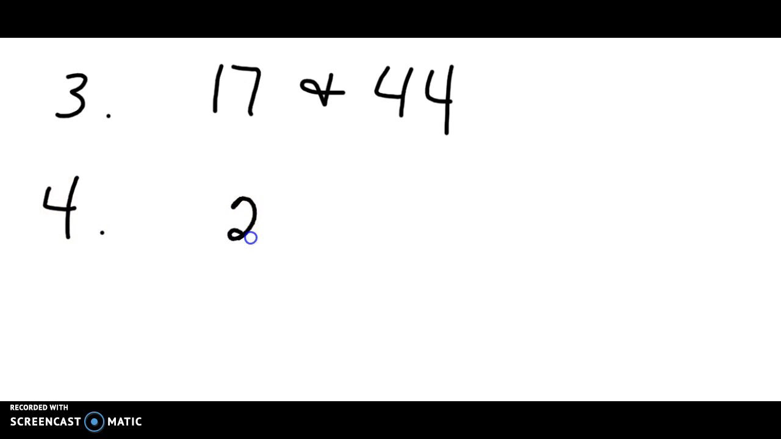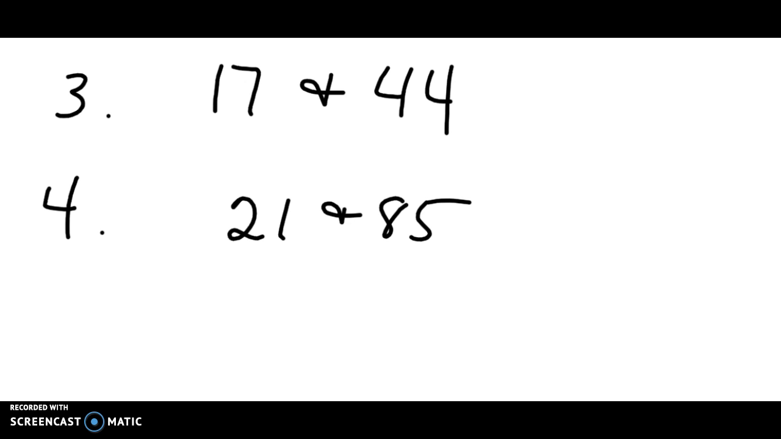Number 3, 17 and 44. I'm going to post an answer key, so if you did not get that, you need to go back and check that answer key, or check with the teacher. Number 4 is 21 and 85. Again, the answer key is going to be posted. Also, if you need to work with the substitute or the teacher that's there for me, work with that teacher.